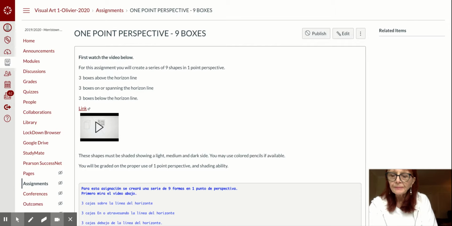Hi, everyone. This week we're going to study linear perspective. We're going to start with one-point perspective. Here's the assignment: one-point perspective, 9 boxes, due on Friday.